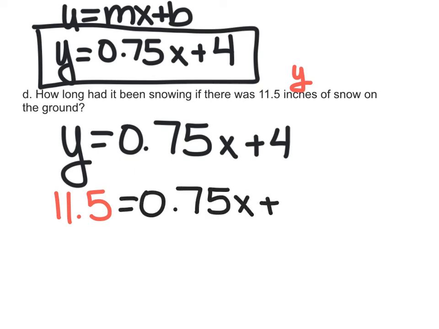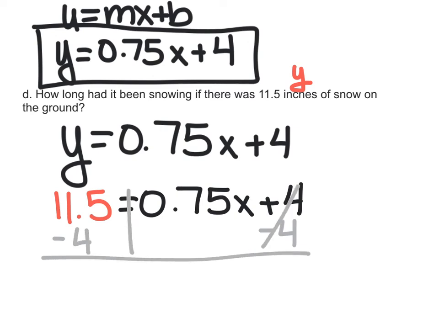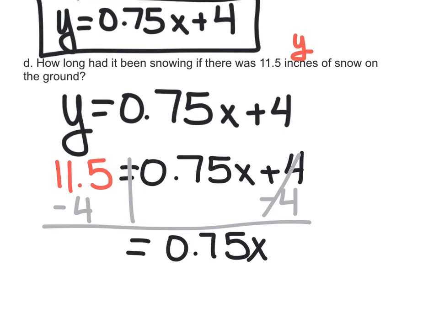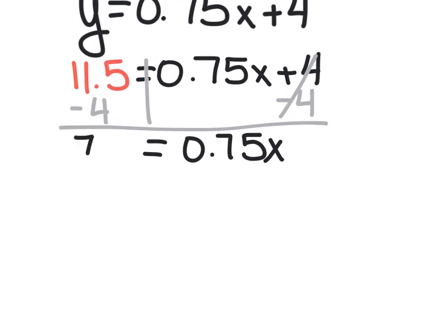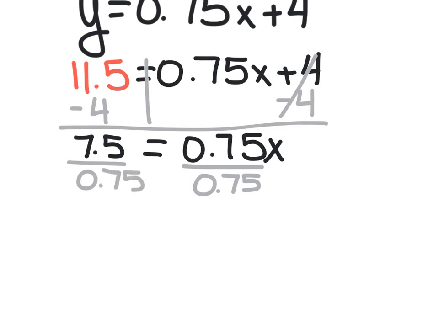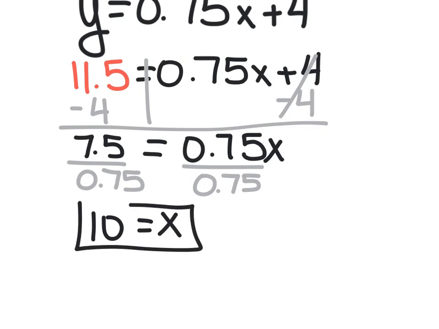So here we go. Now I need to do PEMDAS backwards in order to solve for x. So I'm going to subtract 4 from both sides. 0.75x is equal to 7.5. Let me just scroll. And then last step, divide by 0.75 on both sides, because that's the inverse of multiplying by it. And I find that x is equal to 10.